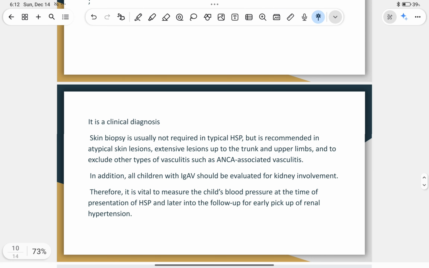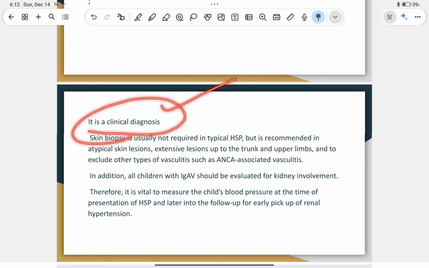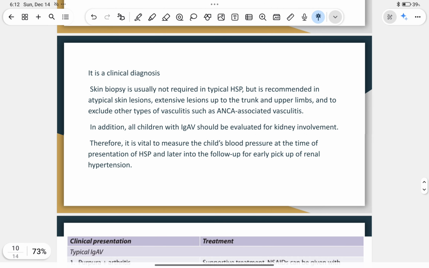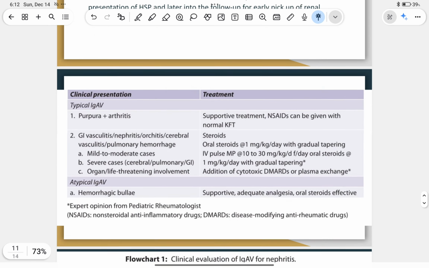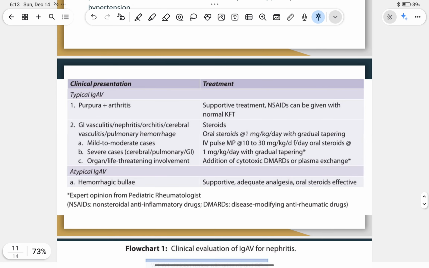Generally, skin diagnosis is completely clinical. Skin biopsy is indicated whenever there are atypical lesions or extensive lesions involving the trunk and upper limbs, to rule out other vasculitis such as ANCA and SLE vasculitis. And you have to measure urine routine microscopy and blood pressure in all children to rule out any kidney disease. So in treatment for purpura and arthritis, just supportive treatment.